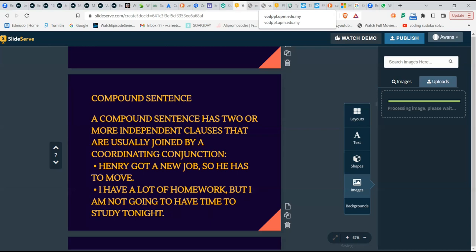So what is a compound sentence? A compound sentence has two independent clauses. How many independent clauses did our simple sentence have? Only one. Here we have two independent clauses, and what will they be joined by? A coordinating conjunction. Like, Henry got a new job. Henry got a new job is an independent clause. It makes sense on its own. If we were to stop over here, we will have a complete sentence. I don't need to say anything more to make sense of it.